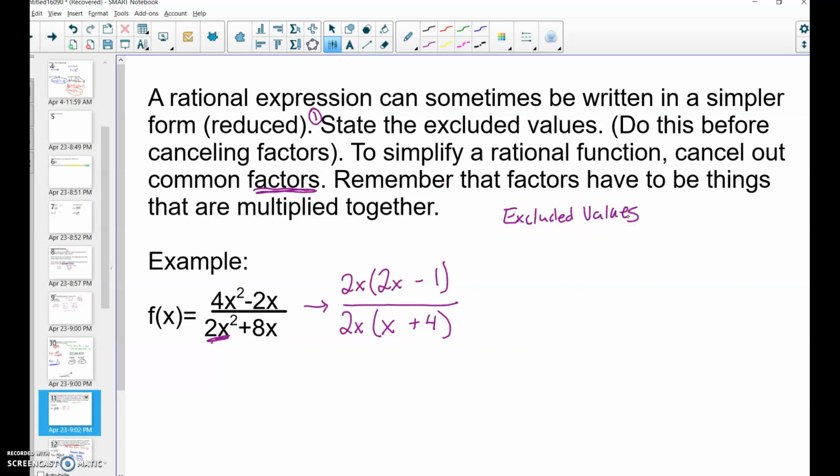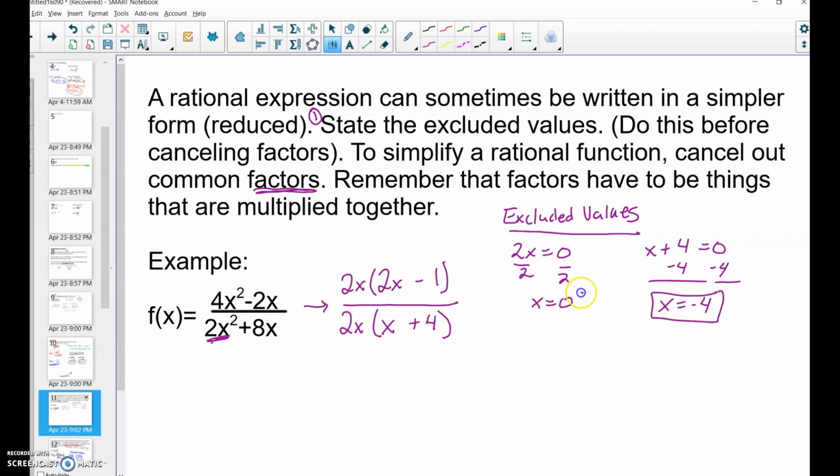So every factor, everything that's being multiplied together on the denominator, we're going to set equal to 0. So I have a 2x, then I have an x plus 4. Go ahead and solve those for x. Divide both sides by 2, and then subtract 4 from both sides. So x is not allowed to equal 0 or -4.